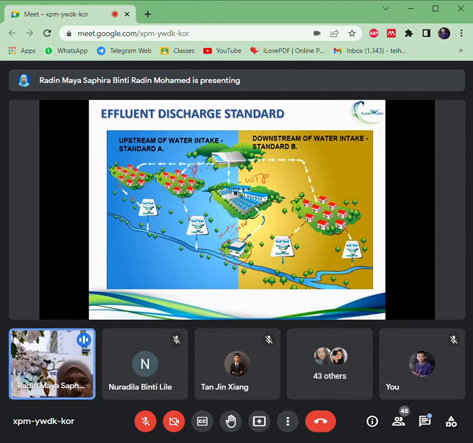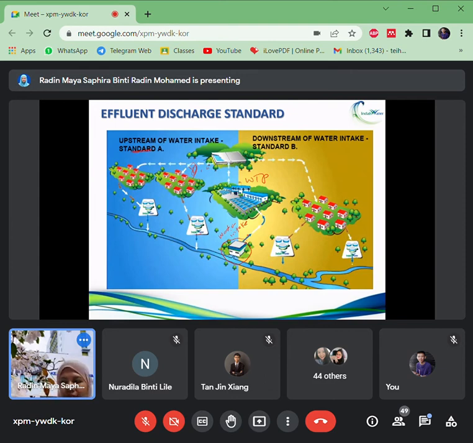Setiap rumah ni, every of this residential area, the wastewater or sewage must go through this wastewater treatment plant or sewage treatment plant, sama je. Ada IWK kan? In Malaysia ada IWK lah. So bila they discharge here, dah treated kan? Dah treated, they must follow standard A.